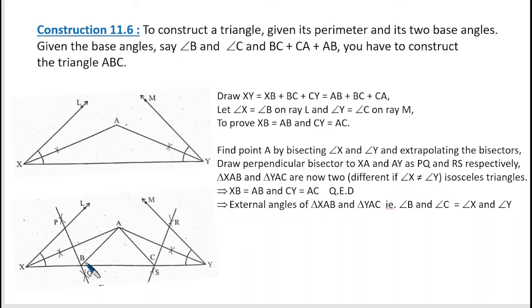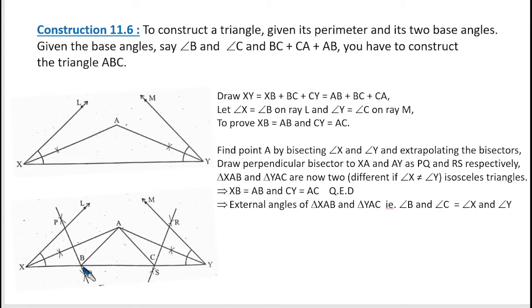So this implies that since these are isosceles triangles, this is one isosceles triangle and this is another isosceles triangle. Since this is isosceles, XB will be equal to AB and CY will be equal to AC, so this is proved. Suppose I take an external angle of triangle XAB and triangle YAB.